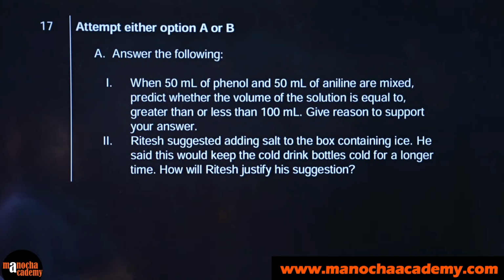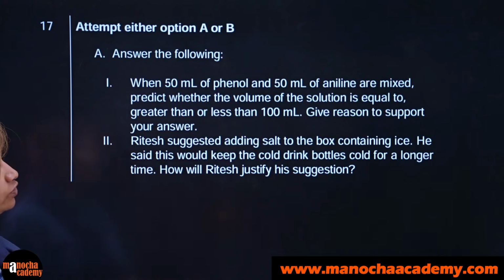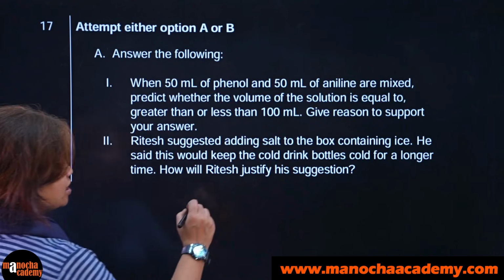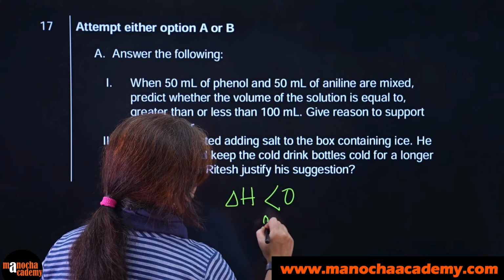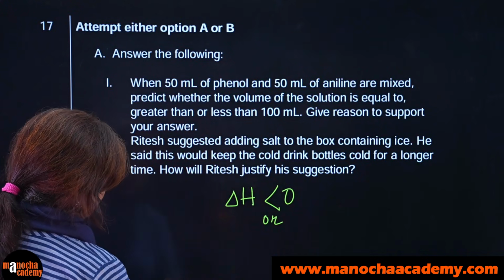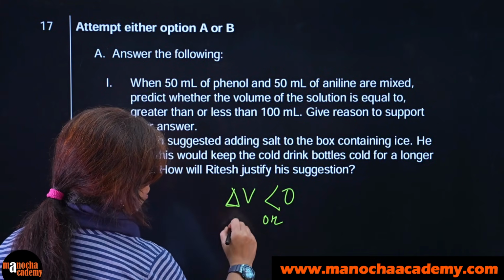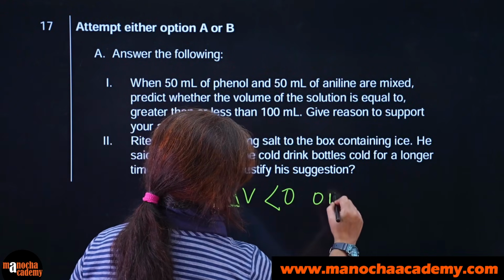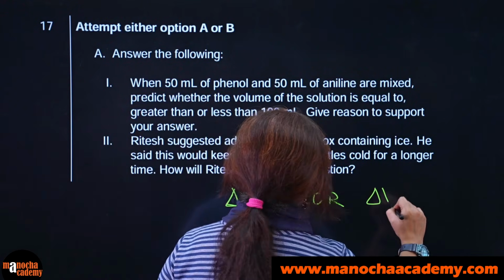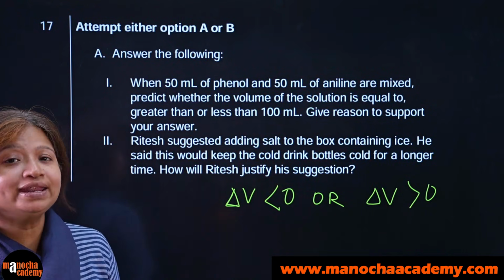Now, 50 ml of phenol and 50 ml of aniline are mixed. Predict whether the volume of the solution is equal to, greater than, or less than 100 ml. So here they're asking about delta V, not delta H. Delta V is less than 0, or delta V is greater than 0, and this depends on whether it's a positive deviation or negative deviation.